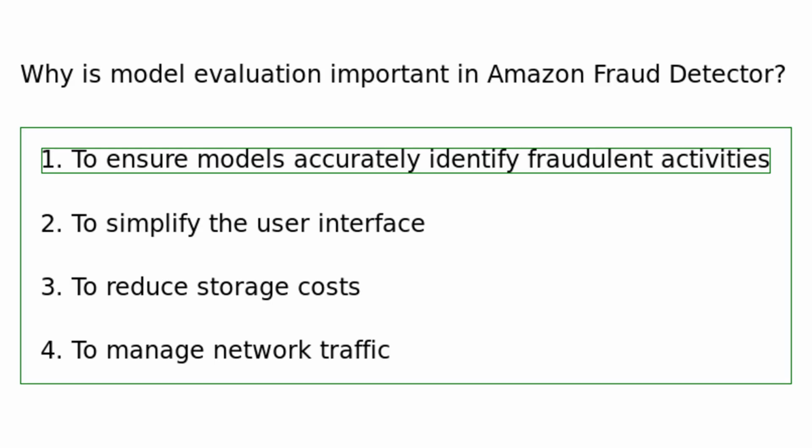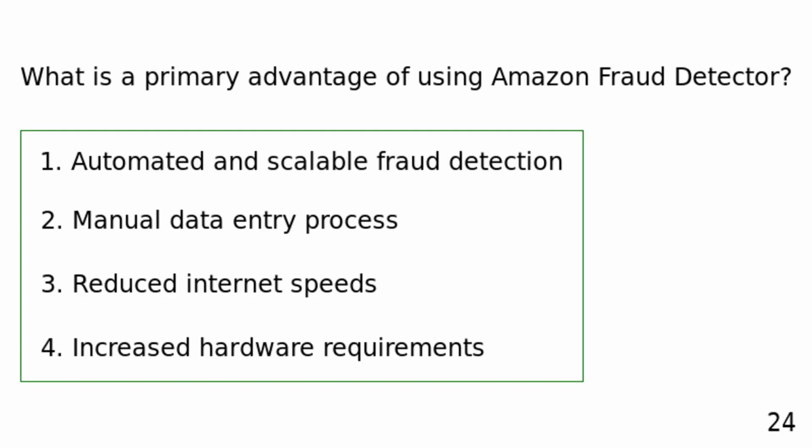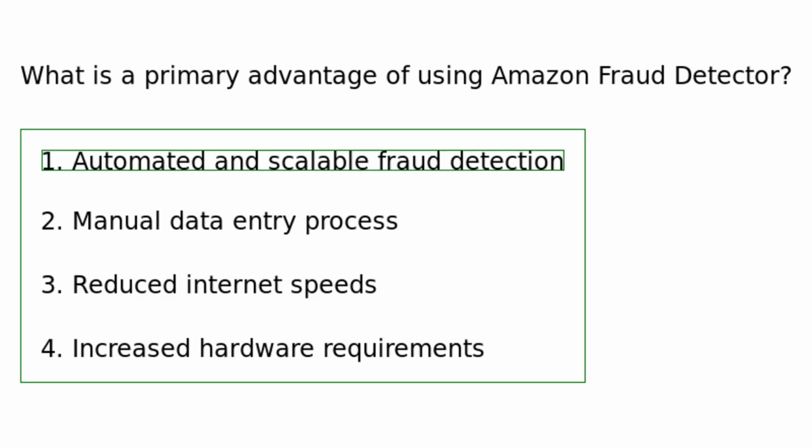What is a primary advantage of using Amazon Fraud Detector? Automated and scalable fraud detection. Manual data entry process. Reduced internet speeds. Increased hardware requirements. A primary advantage of using Amazon Fraud Detector is its automated and scalable approach to fraud detection, which can handle large volumes of transactions in real time.